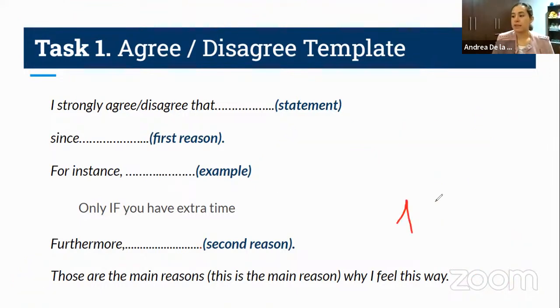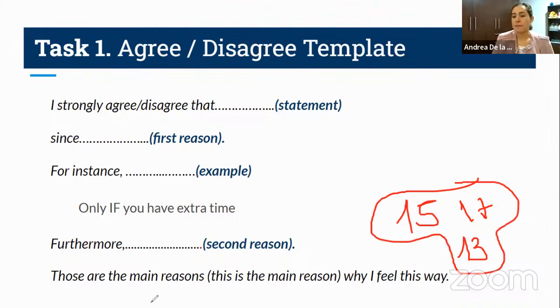If you have 15, 17 seconds, 13 seconds, you may want to think of another reason. You say, besides, furthermore, with online courses, you can ask questions to your professors, not as easily as you can with traditional classes. Right? So I'm adding a second reason that is obviously not related to the first, that it's different. That makes sense as well. You don't need another example, but if you still have more time, you can go with another example if you want.